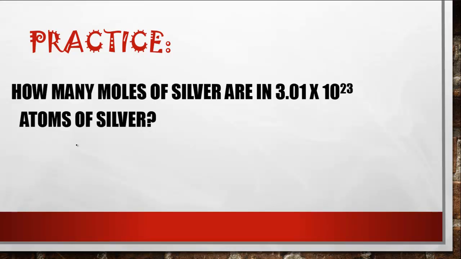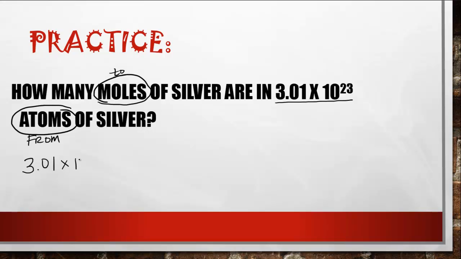We want to know how many moles of silver are in 3.01 times 10 to the 23rd atoms of silver. We need to have our from. Where are we starting at? Well, in this case, we're starting with atoms, so this is my from. What am I changing to? I'm changing to moles, so this is my to. So this is my number I'm going to start my problem with. So I have 3.01 times 10 to the 23rd atoms.